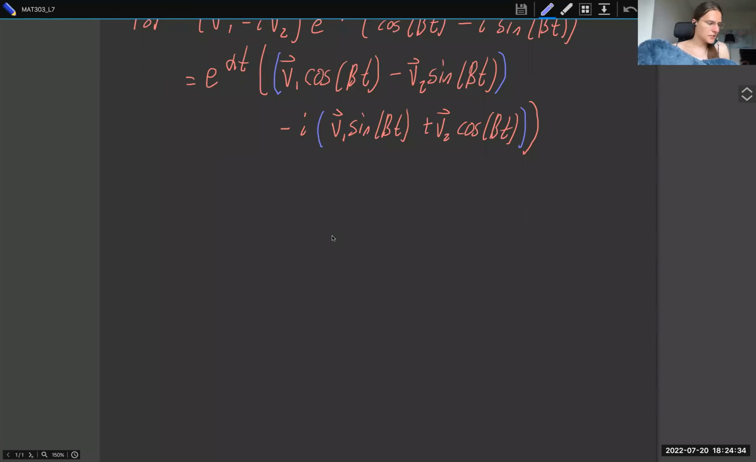Okay, so now let's do the far more interesting case of multiple roots.